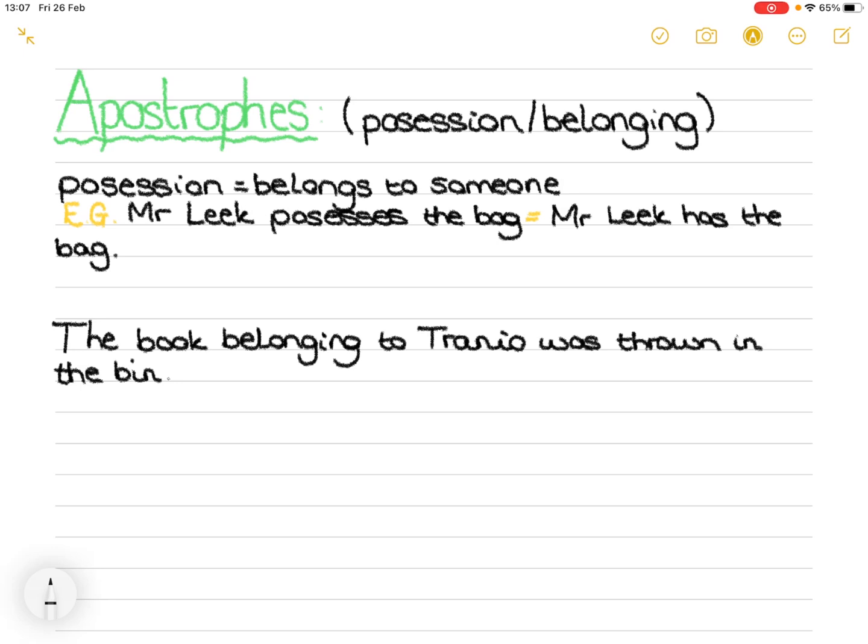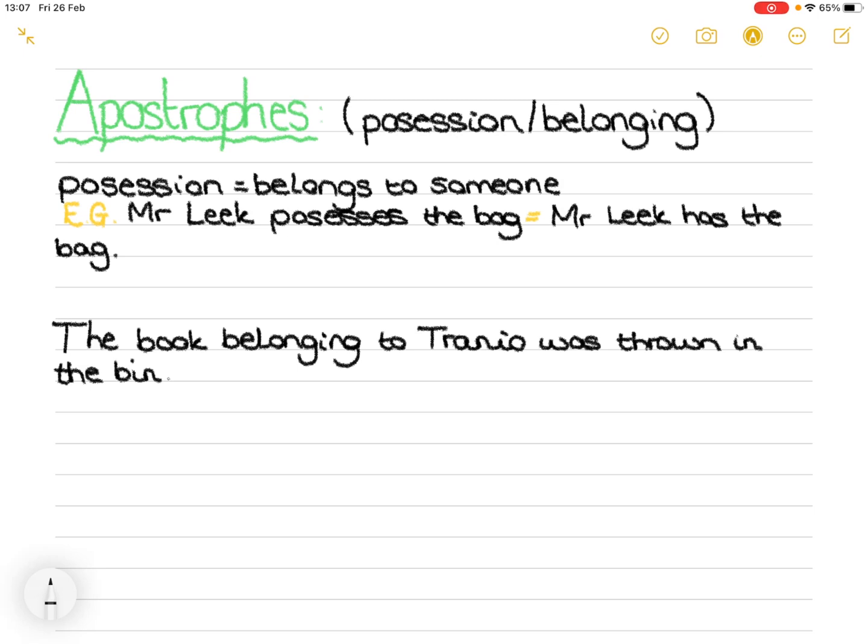The other reason we use apostrophes is for possession or belonging, to show who something belongs to or what something belongs to. So today I'm going to show you how to use apostrophes for possession, and at a later date I will show you how to use them again for contractions.